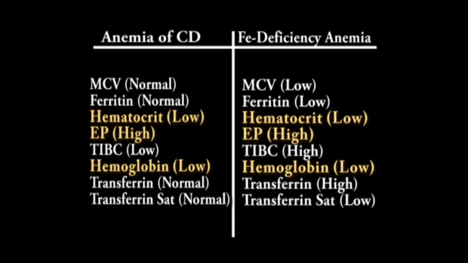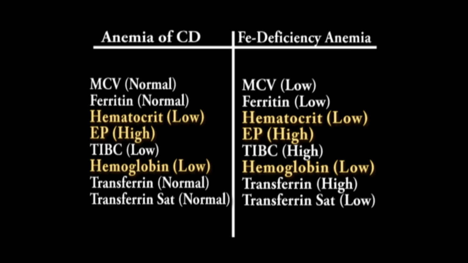But if the hematocrit is low and the hemoglobin is low, and in addition, of course, the erythrocyte protoporphyrin is high, but the MCV is normal and the ferritin is normal, then it can't be iron deficiency anemia, because these tend to be actually on the decline. So the physician can more accurately conclude that what they're looking at is an anemia of chronic disease.